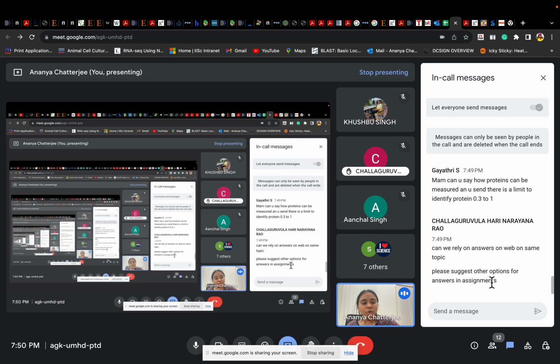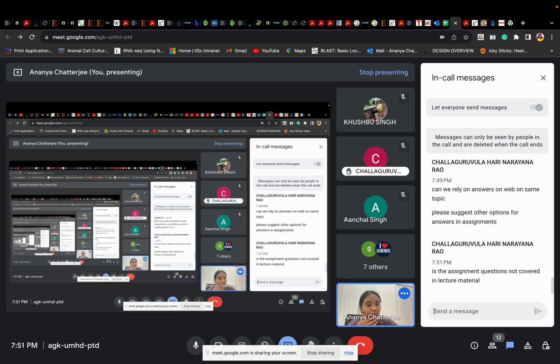Suggest other options. Options will be good books. You can go through some books like Lehninger's. Then there are other books related to biotechniques, where you will be getting proper details of techniques like SDS-PAGE and electrophoresis. Please refer to those books. Go through the lectures also, the previous and the recent lectures. There are previous lectures available on YouTube; if you search for NPTEL Biotechnology, you will be able to get previous lectures.